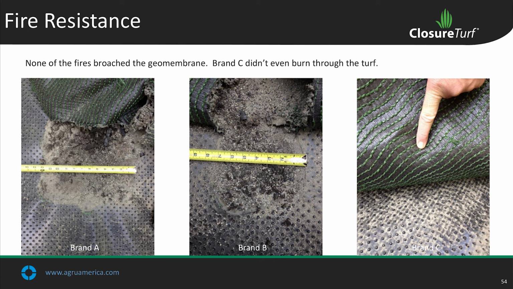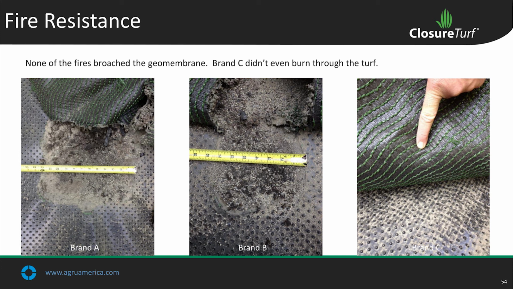Here on the left-hand side, you see the Super Gripnet geomembrane that was underneath the Class A brand. Basically, a melt zone on the Super Gripnet was 12 inches by 12 inches, or the size of the brand itself. The Class B brand actually had a melt zone a little larger than itself, about 1 inch, so 7 inches by 7 inches versus the brand size of 6 by 6. And the Class C didn't even melt through the turf.